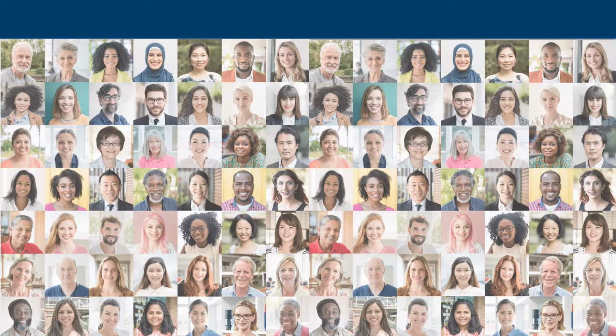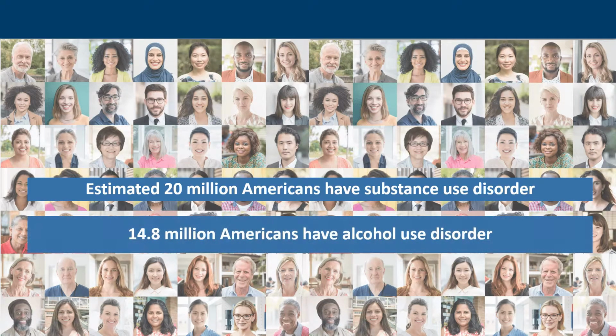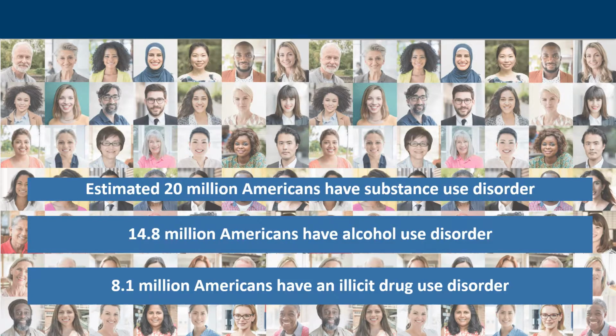It is likely that each of us will know someone living with addiction to drugs or alcohol in our lifetime, as it affects millions of Americans. According to the Substance Abuse and Mental Health Services Administration, or SAMHSA, an estimated 20 million Americans aged 12 or older have a substance use disorder, SUD, related to their use of alcohol or illicit drugs. 14.8 million Americans have an alcohol use disorder, and 8.1 million Americans have an illicit drug use disorder.